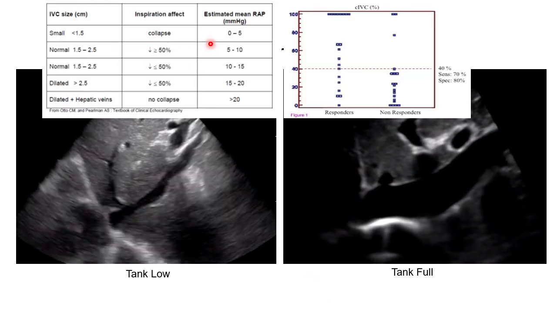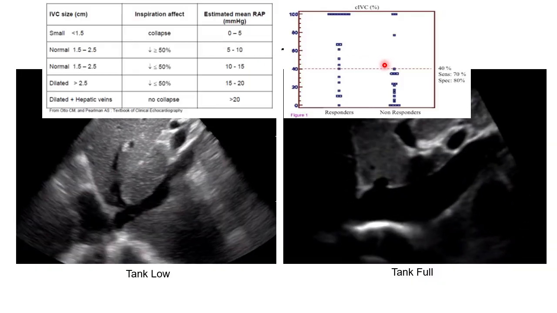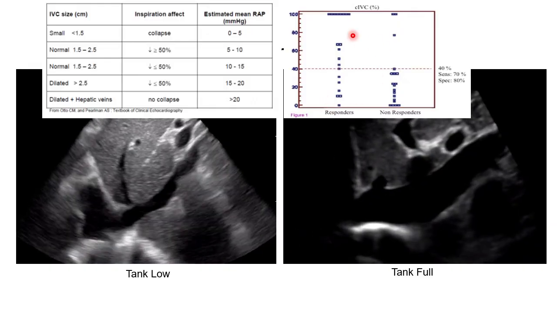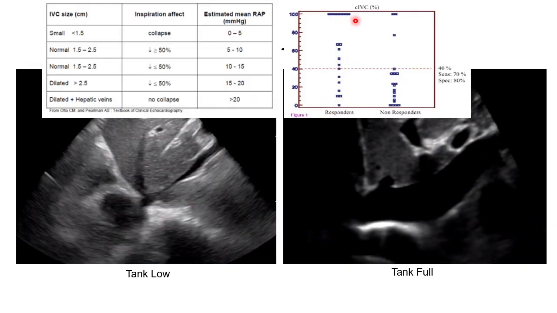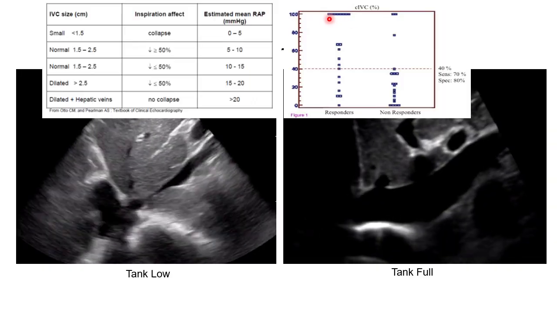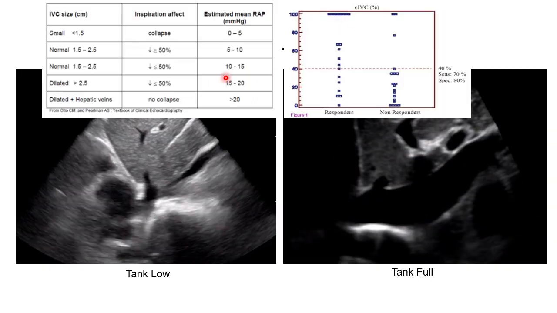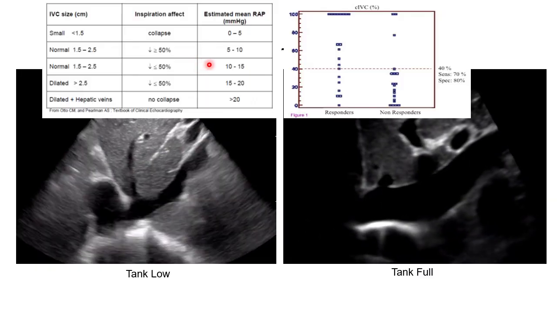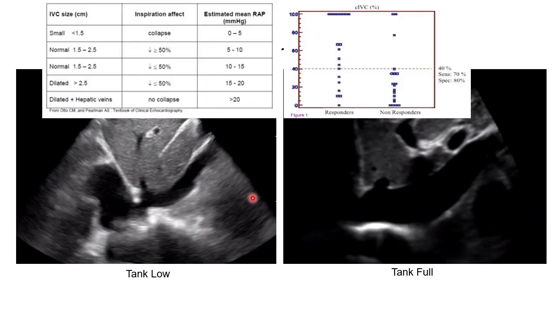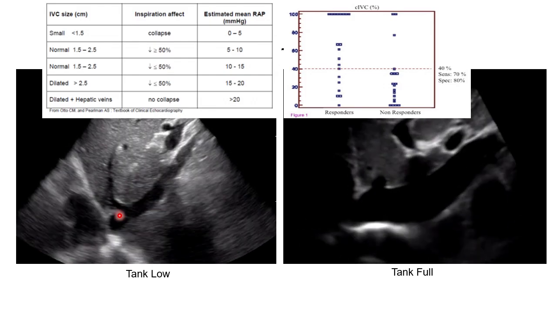There are actual numbers and actual points of variation that I think are less important. In this particular trial, if there was complete collapse, so 100% variation, the patients tended to respond to volume. And there's a lot of different measurements and sizes to suggest what the pressure is. Again, I think these are less important. You're just kind of taking your global gestalt.